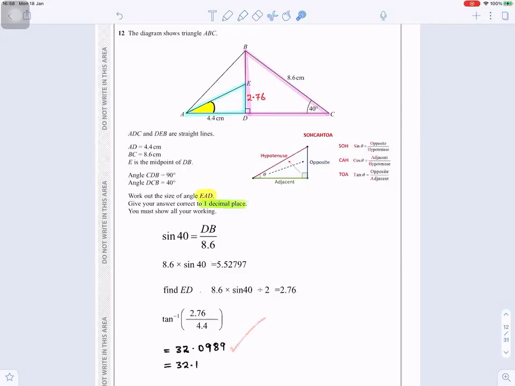32.0989. We want to round it to one decimal place. We put a line after the first decimal place, change the 9 to a 1 and add it there, it becomes 32.1. So to one decimal place is 32.1.